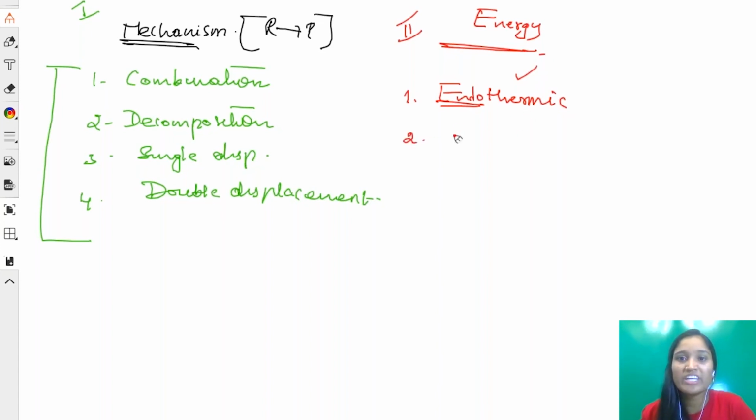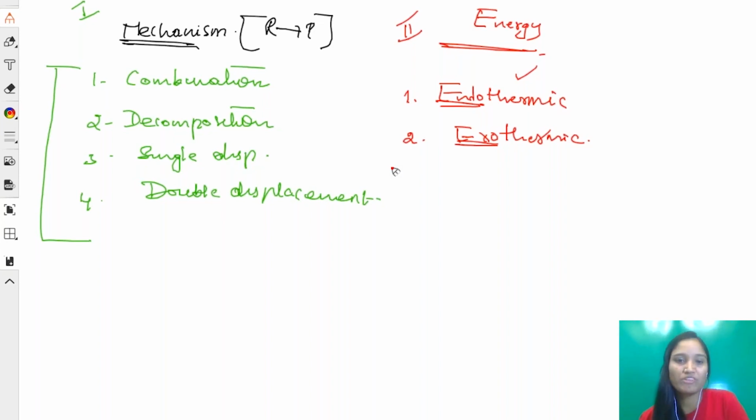Thermic means technically heat energy. The second category is exothermic. Exo means out, given out. Thermic, again, technically heat. So if you have a reaction in which energy is lost, you call it exothermic, energy given out. And if you have a reaction where energy is gained, energy is taken in during the entire course of the reaction, you call it an endothermic reaction.